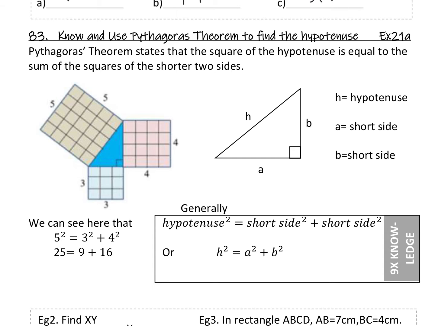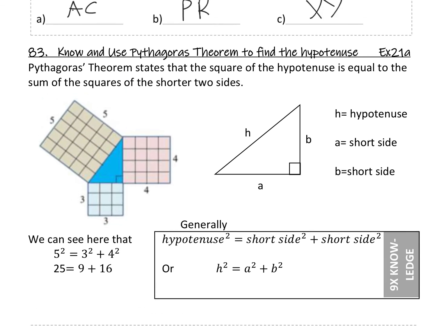Now we use the word hypotenuse, remember it's the longest side, and then the other two sides you can just call them the short sides, or you can label them A and B. Doesn't really matter what you call them as long as they are not the hypotenuse. And generally we can use the formula then that the hypotenuse squared is equal to A squared plus B squared. A is the short side and B is the short side. That's Pythagoras' theorem.